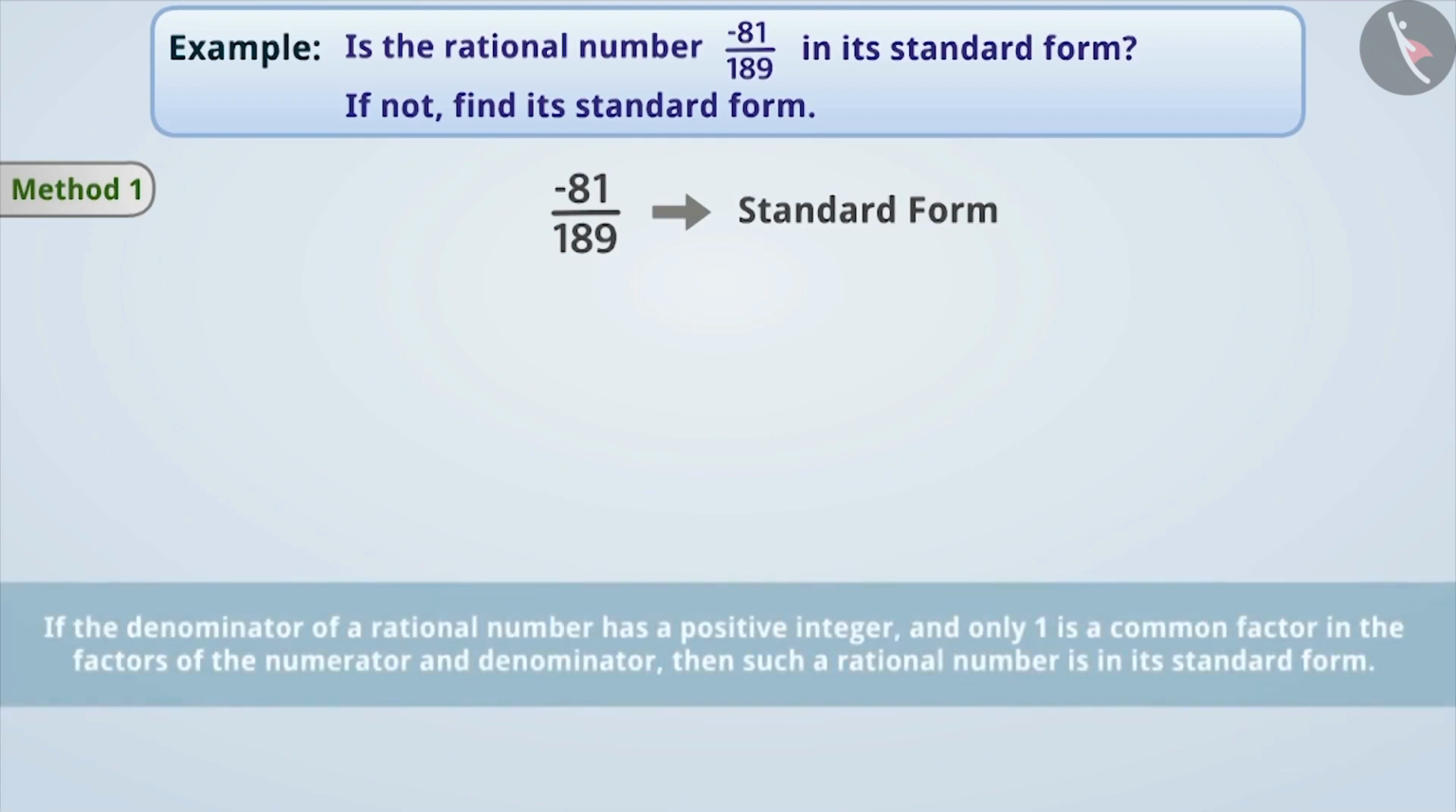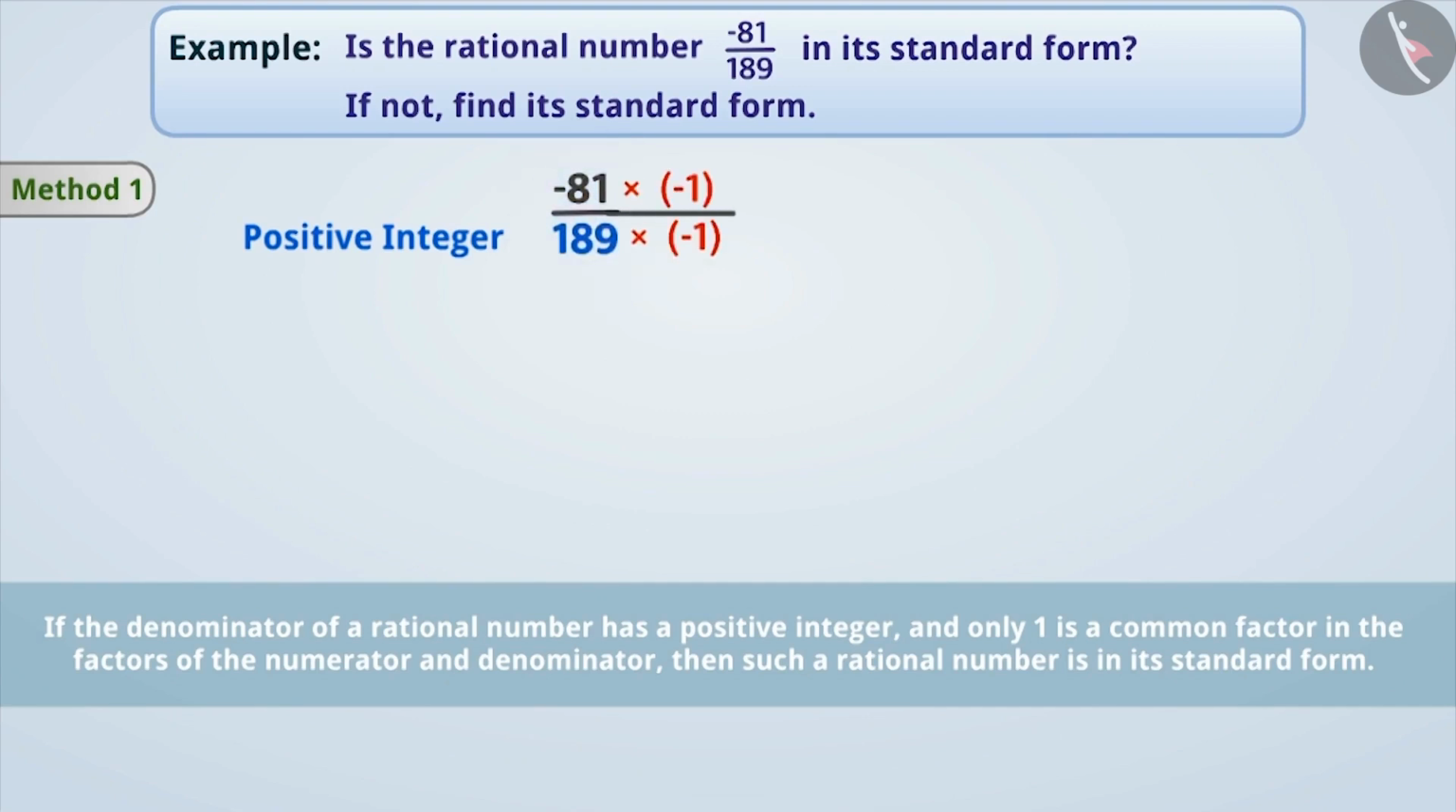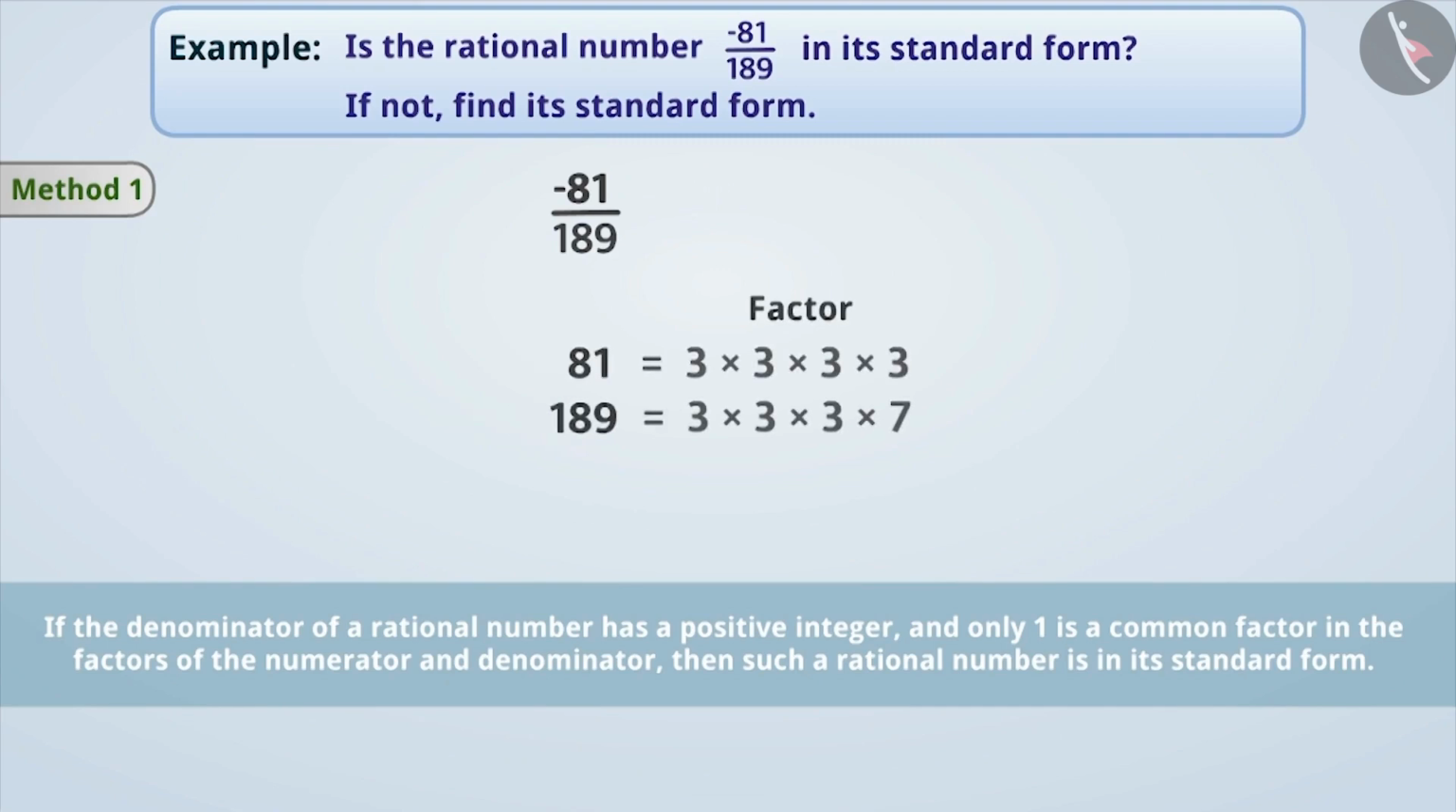Absolutely right. If the denominator of a rational number is a positive integer and only 1 is a common factor of the numerator and denominator, then such a rational number is in its standard form. We see that the denominator 189 of minus 81 by 189 is already a positive integer, so here we do not have to multiply both the numerator and denominator by minus 1. If we express 81 and 189 as multiples of their factors in this way, then we see that all these factors are common factors. Therefore, we can say that minus 81 by 189 is not in its standard form.